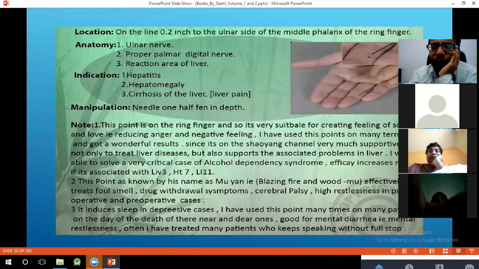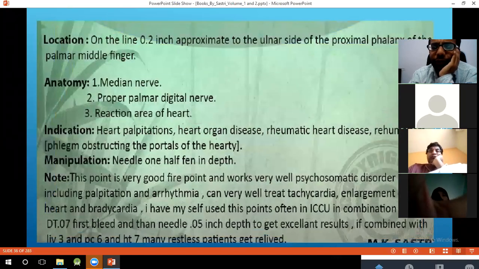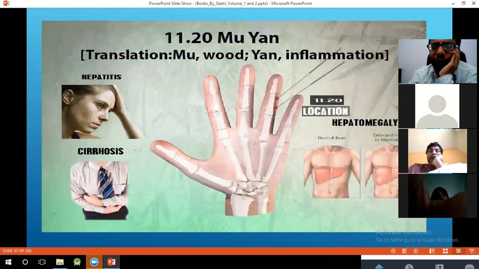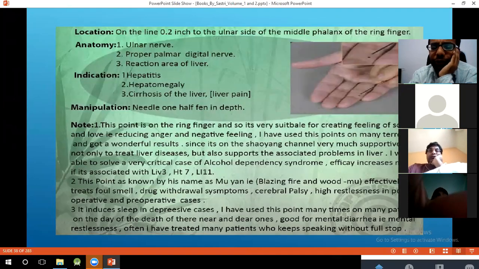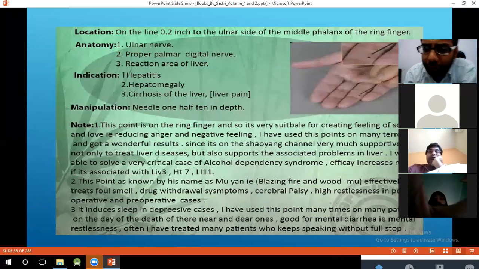A combination of 88.17, 18, and 19 with 11.20 and 11.10 is very much required in certain cases, where the patient has a large number of problems in the cardiogenic way.